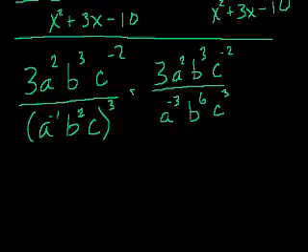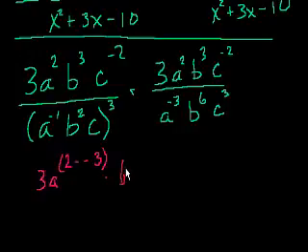Let me switch colors. This color is getting mundane. This is equal to 3 times a to the 2. We're dividing by a to the negative third. So it's 2 minus 3, right? Let me write that just so you understand. That's where I got the 2. That's where I got the minus 3. And I subtracted because I'm dividing.